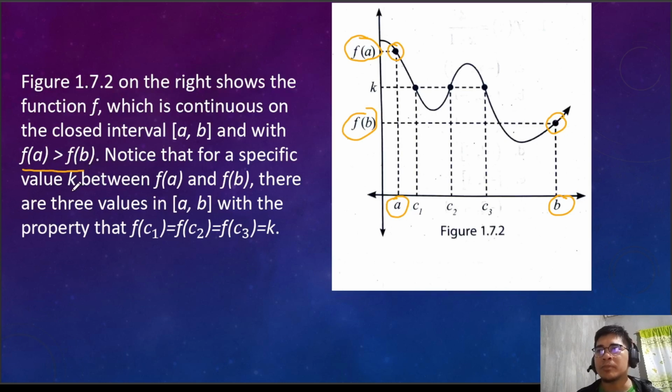Notice that for a specific value k between f of a and f of b, there are three values in the closed and bounded interval a b, c sub 1, c sub 2, and c sub 3, with the property that f of c sub 1, f of c sub 2, f of c sub 3 is equal to k. They are all the same.